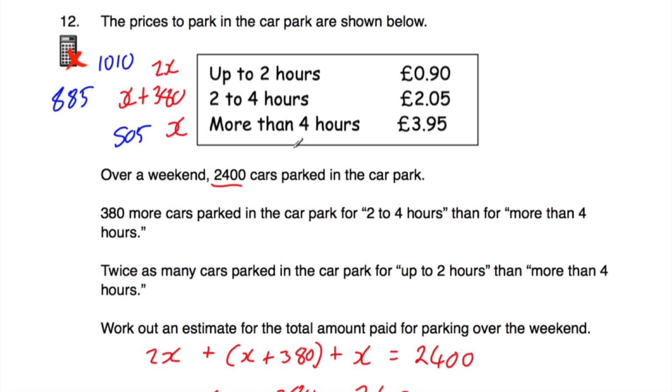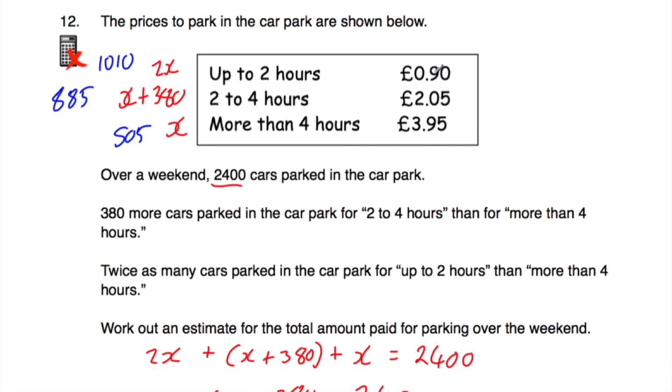So if we wanted to work out the exact amount of money that was paid in parking, or should have been paid in parking, we would do 1,010 multiplied by 90p. We would do 885 multiplied by £2.05, and we would do 505 multiplied by £3.95, and we get all those amounts of money and add them all up, and that would be our total amount of money that should be paid in parking over the weekend.